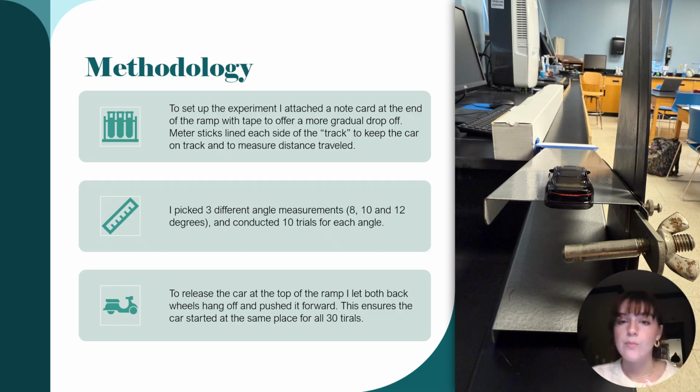And lastly, when releasing the toy car, I put the back wheels off the edge of the ramp, as you can see in the picture, kind of, I hope. And ever so slightly, you just lift it up, and then it'll go down the ramp. I did this to ensure that there would be continuity of where the car was released, so that wouldn't skew the data at all. Because if I started the car at different points throughout all the trials, that's obviously going to have an impact on how far the car goes.